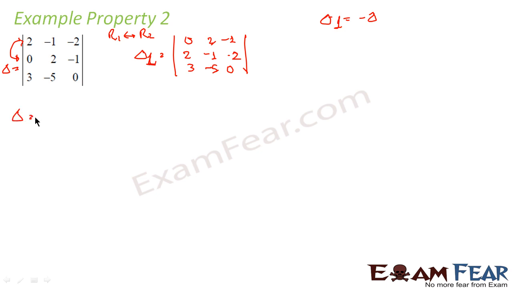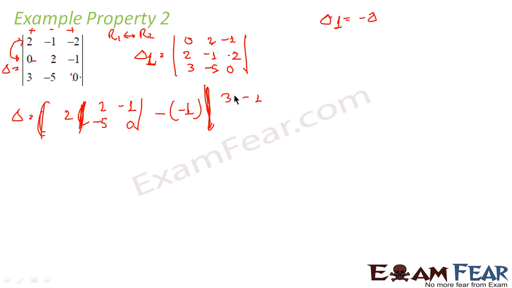So let me find the determinant first. To do this, I'll expand along this row because it's simple for me. 2 into the minor, or if you are not comfortable, write the matrix. Then minus 1. Why minus 1? Because the signs are positive, negative, positive; i plus j for this element is odd. So minus of minus 1, and the determinant here is from selecting this element: 0 minus 1 and 3 0.